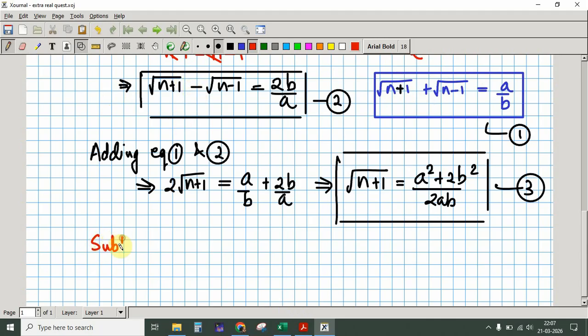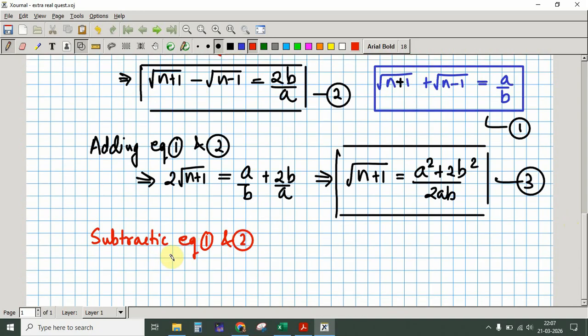So subtracting equation 1 and 2. So it will be 2 times under root n minus 1. If you are not getting this, you have to write it down and then see, square root of n plus 1 is gone and n minus 1 is there. And a upon b minus 2b upon a. So the simplified version of this is n minus 1.